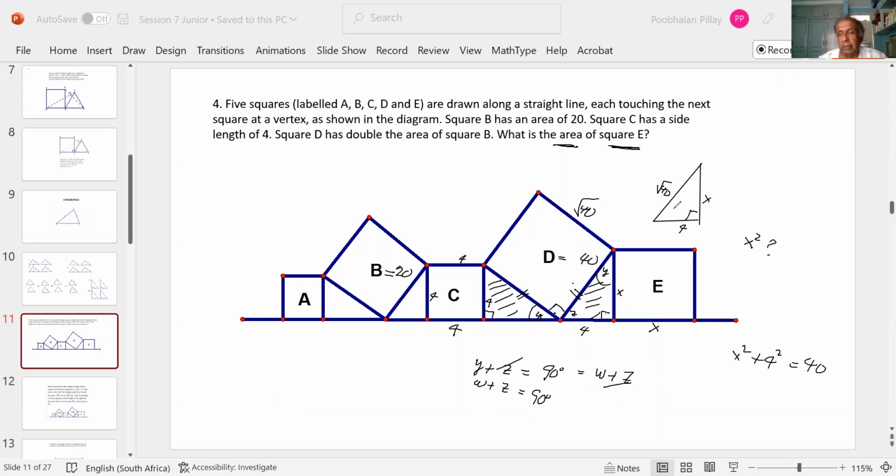So if you've got two sides of a right angle triangle, you can find the third side. So x squared is equal to 40 minus 16, which is 24. And that is exactly what we needed to find. X squared, not x, but x squared. So the answer, the area of E is x squared. So that is 24, because we just calculated it. Okay.